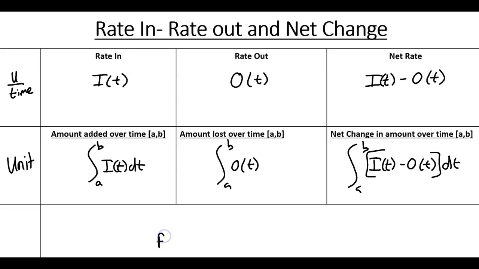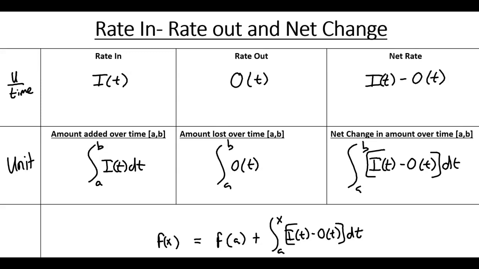We have f of x, which is going to be equal to f of a plus the integral from a to x of I minus O dt. Okay? And hopefully you guys know what all these parts are.